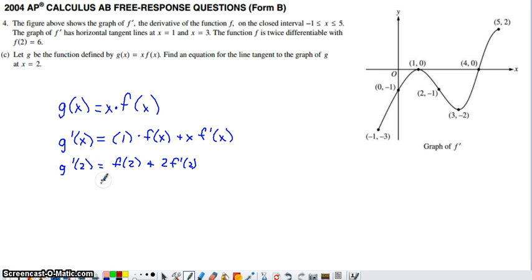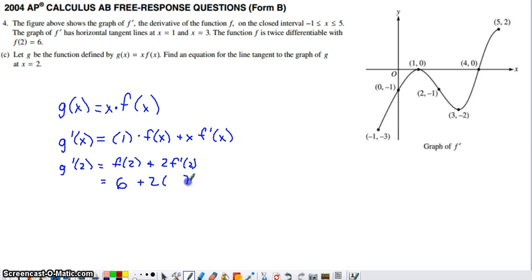If you think about it, everything that we need is either provided or we'll be able to steal from the graph. We need f of 2. And up here it told us what f of 2 was. It told us that f of 2 was 6. So since f of 2 is 6, we can go ahead and put 6 right in place of f of 2. And then we're going to add to that 2 times f prime of 2.